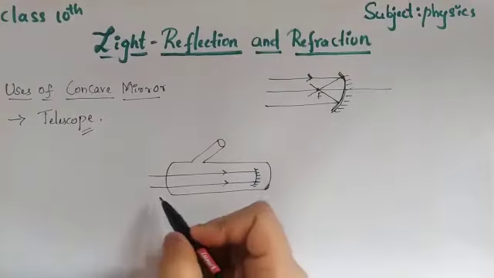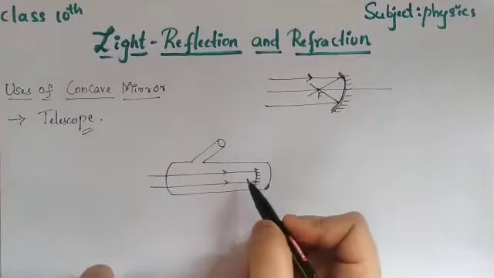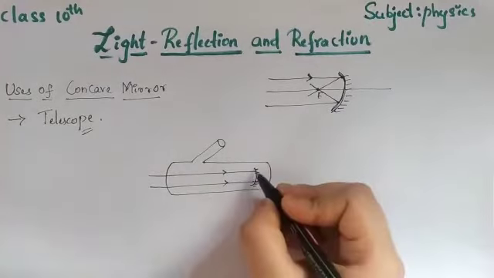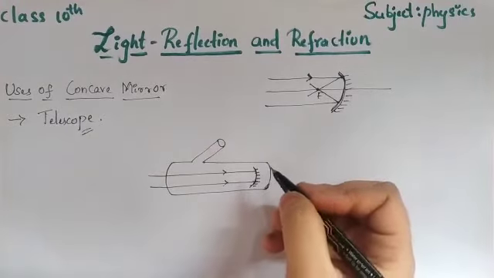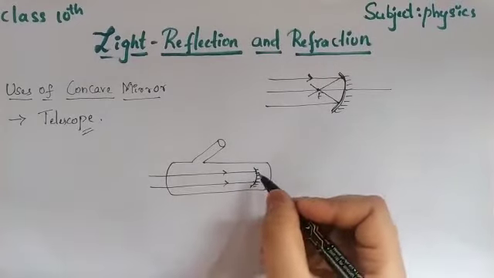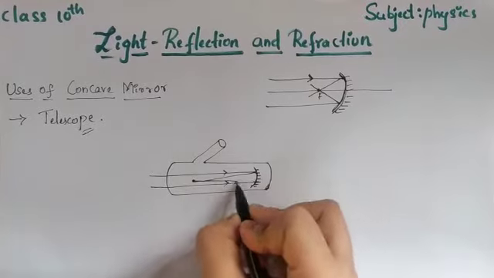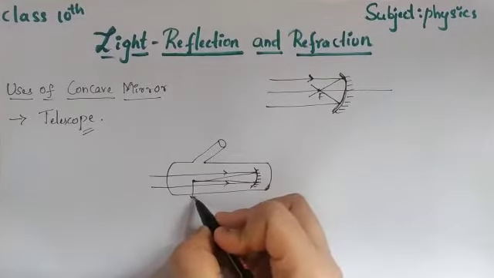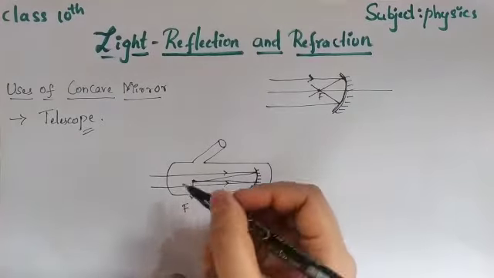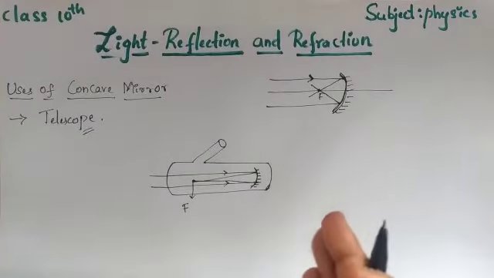In the telescope, parallel rays of light from a distant object are incident on the telescope. Inside the telescope, a concave mirror is kept. When a ray of light is incident parallel to the axis, after reflection it converges to a point called the principal focus, or F. This makes all the parallel rays of light incident on the mirror focus on a point called the principal focus.